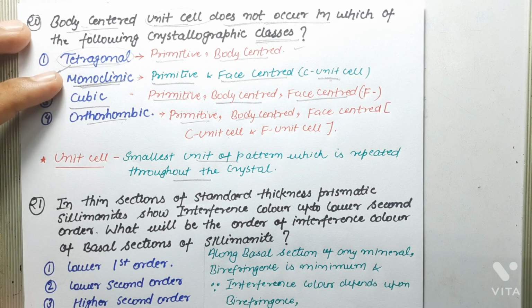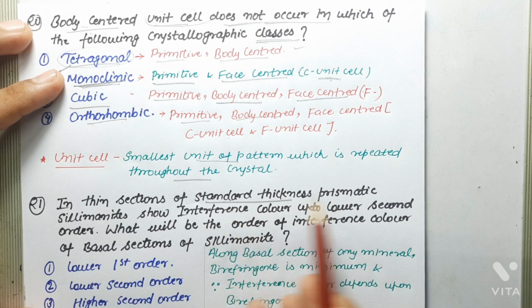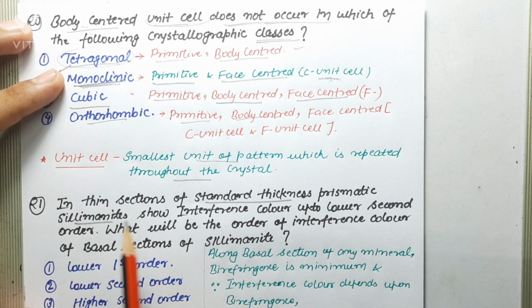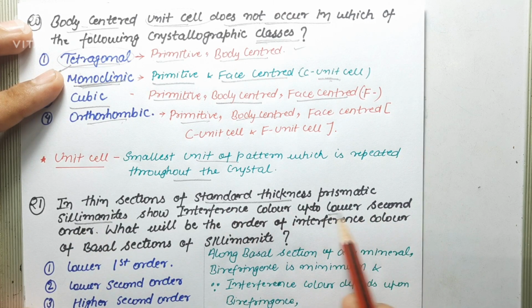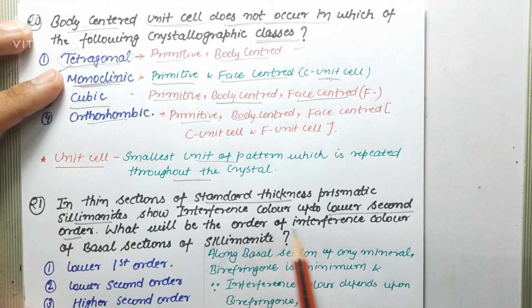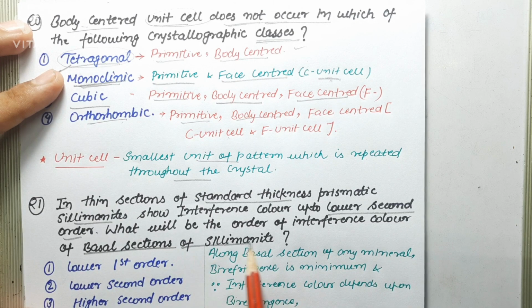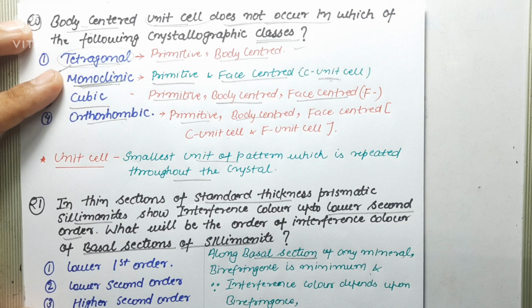Next question says, in thin sections of standard thickness, prismatic sillimanite shows interference color up to lower second order. What will be the order of interference color of the basal section of sillimanite? So this question is asking about the interference color of the basal section of sillimanite. Along the basal section of any mineral, birefringence is minimum, and since interference color depends upon birefringence, interference color is also the least.